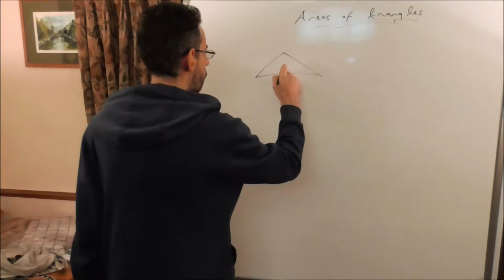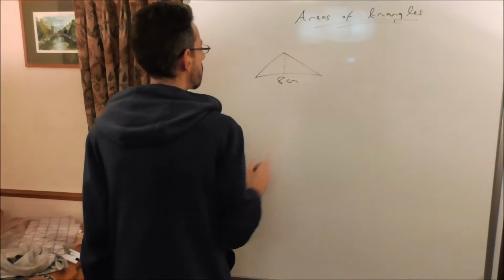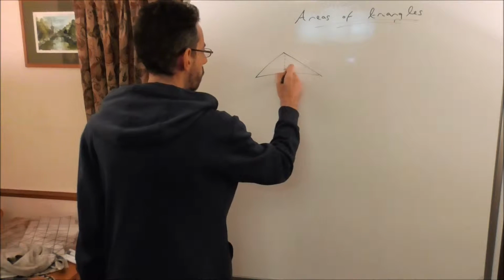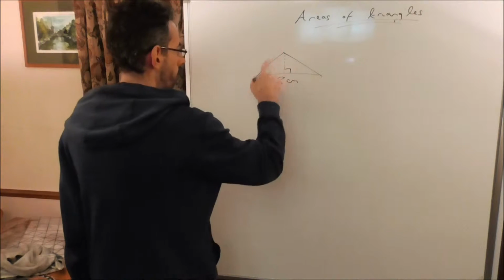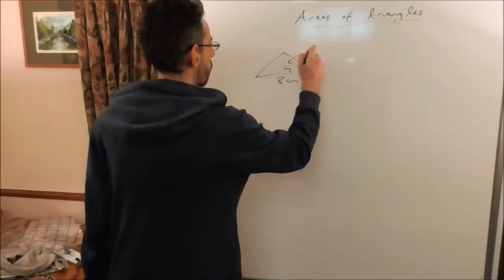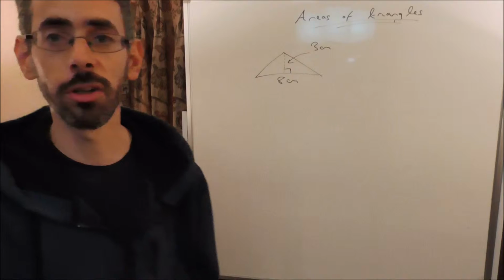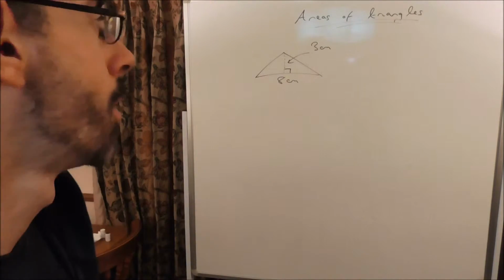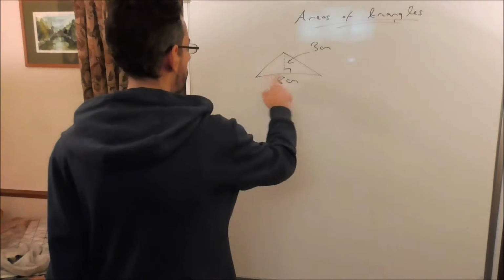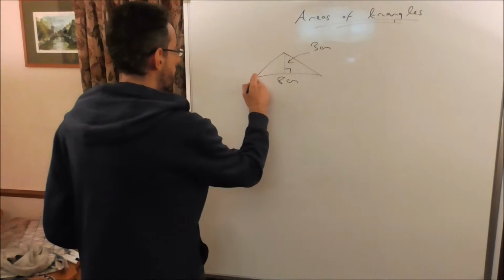But it's got to be the distance straight up. So it's got to be this distance here. And I'll just mark in a right angle to show that it is the distance straight up from this side. And let's say that's 3 centimetres. And with those 2 measurements you can actually find the area of the triangle. Now often the side that we're given is called the base of the triangle. We call it the base.